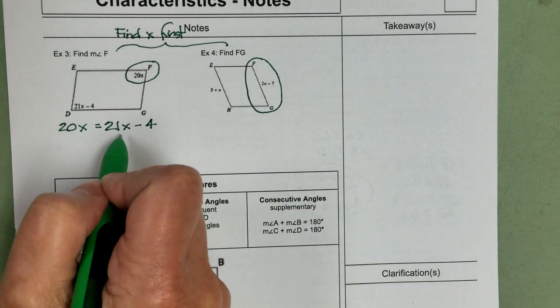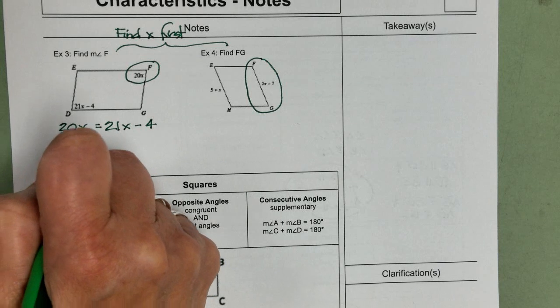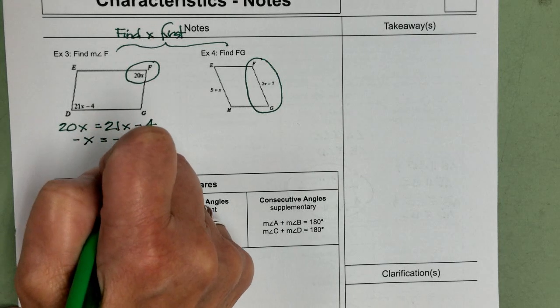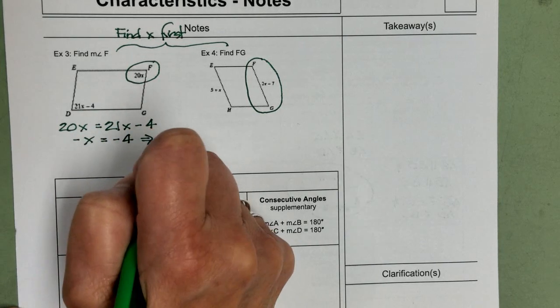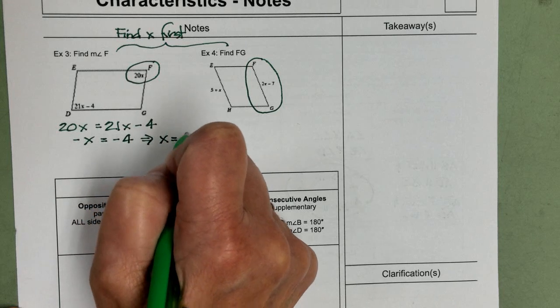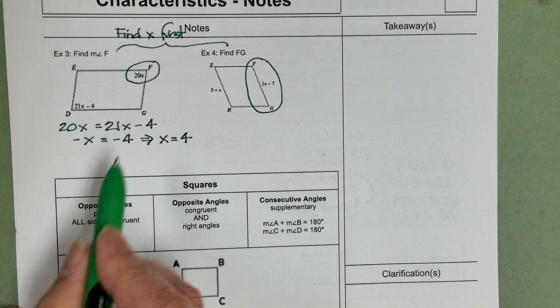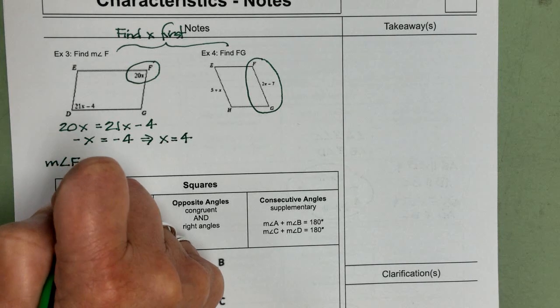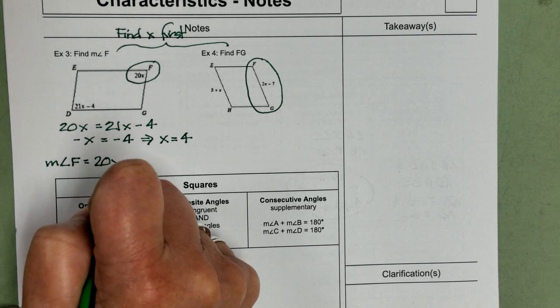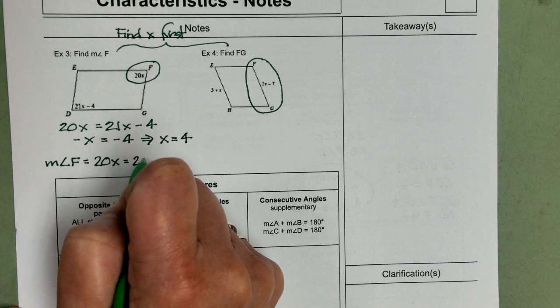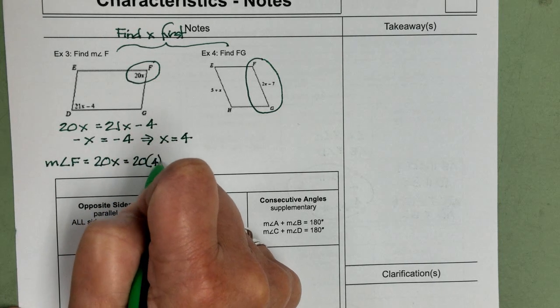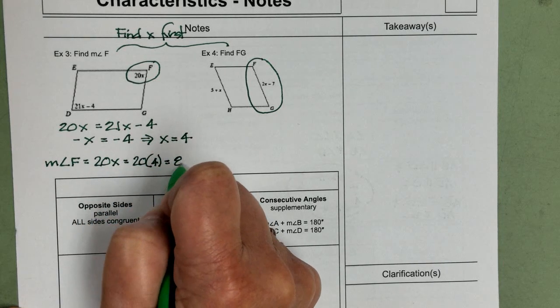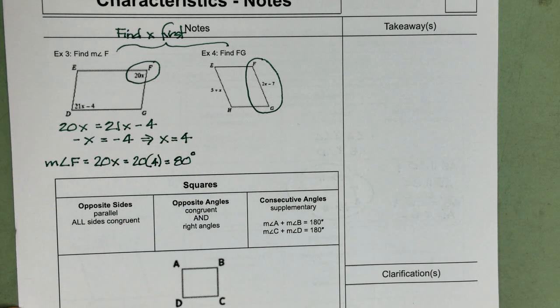Okay. If I move my variable to the left, I have negative x equals negative 4, which means x equals 4. But again, we're not solving for x. We want to find the measure of angle F. Measure of angle F is 20 times x. So we're going to take 20 times 4, and that's going to give us 80 degrees.